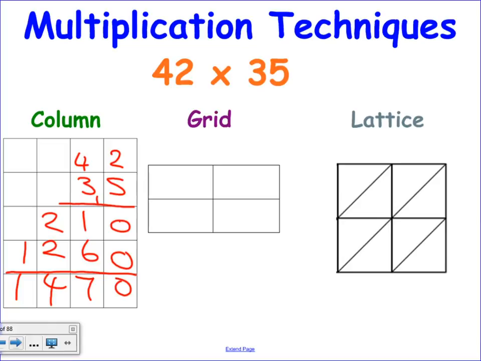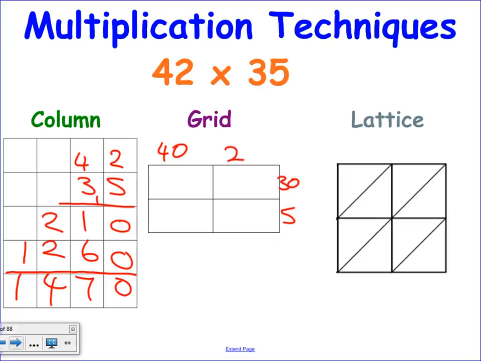So the first method is called the grid method, and you break the numbers into their chunks. So 42 is made up of 40 and the number 2. 35 is made up of 30 and the number 5. Can you see what I've done there? Very clever, isn't it? My tens are my units, my tens are my units. All you need to do then is multiply them across as they appear.